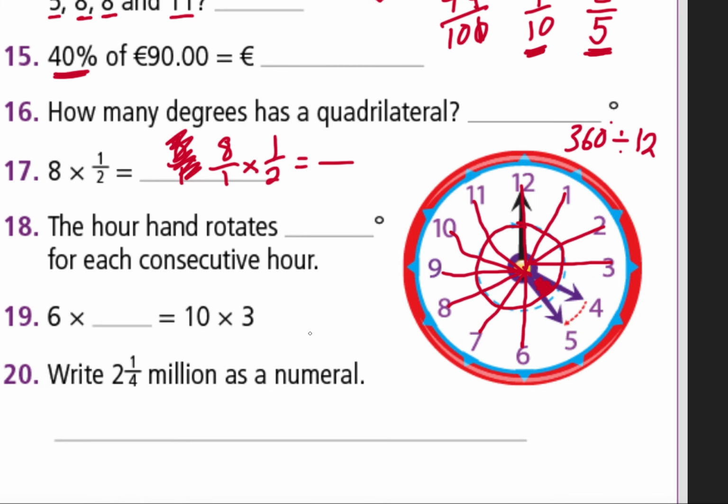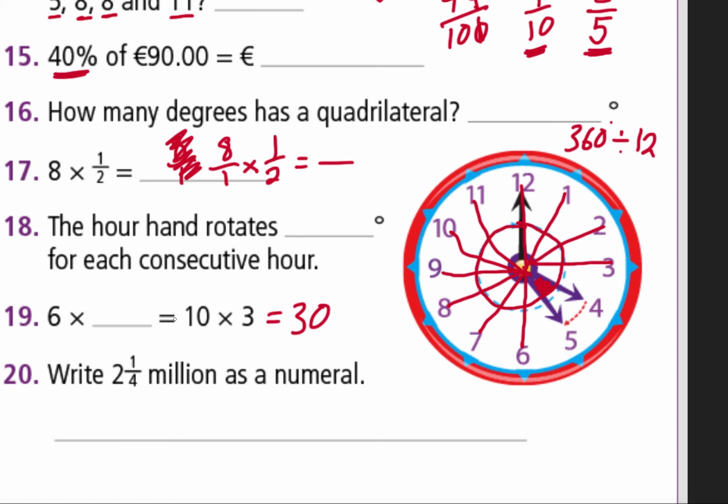Number 19, we have 6 times something is equal to 10 times 3. So first of all, we're going to work out what is 10 times 3, and that's 30. So 6 times something is equal to 30. What must that number be?